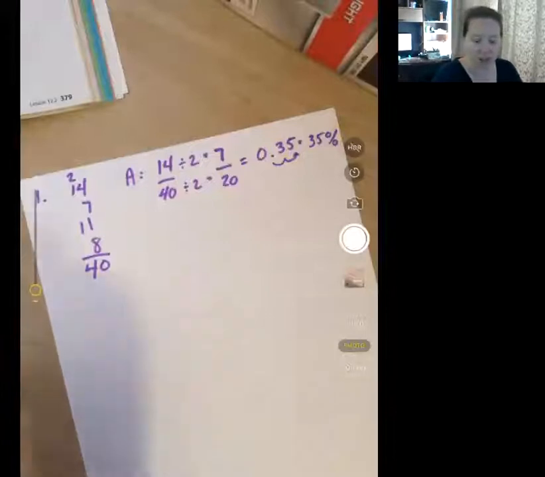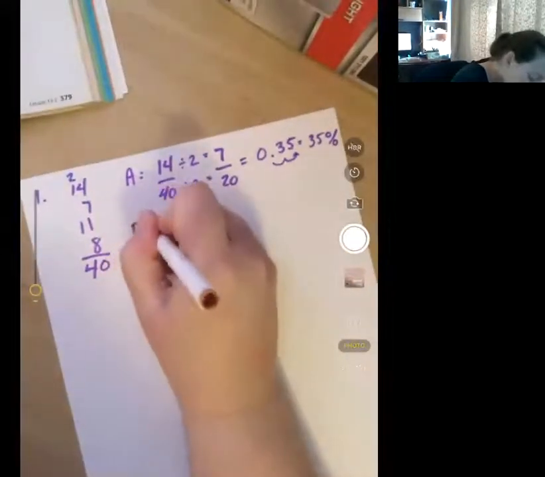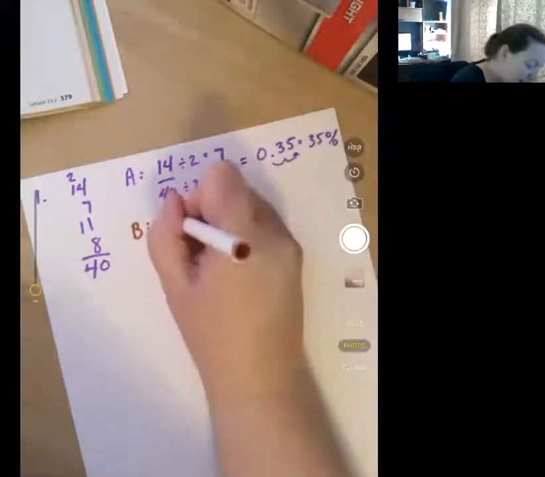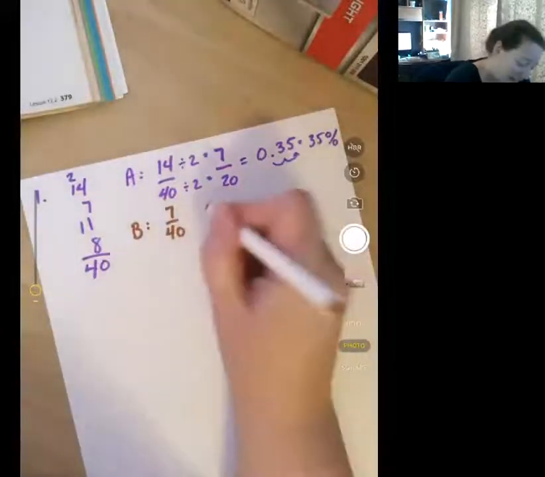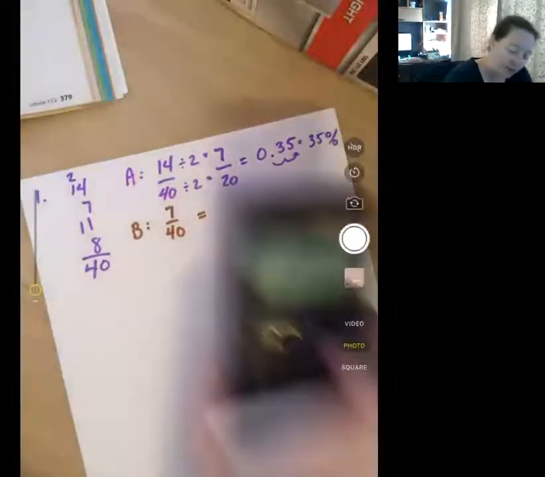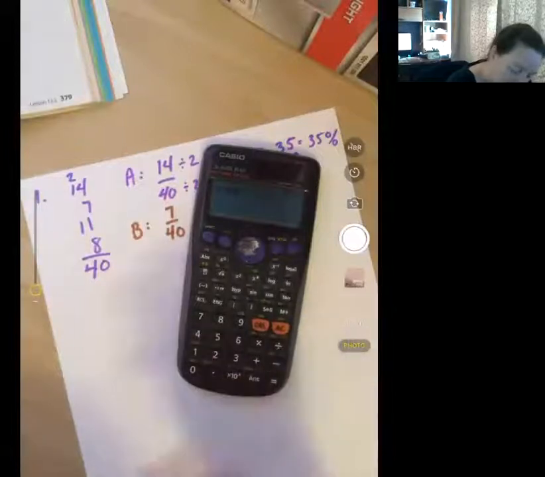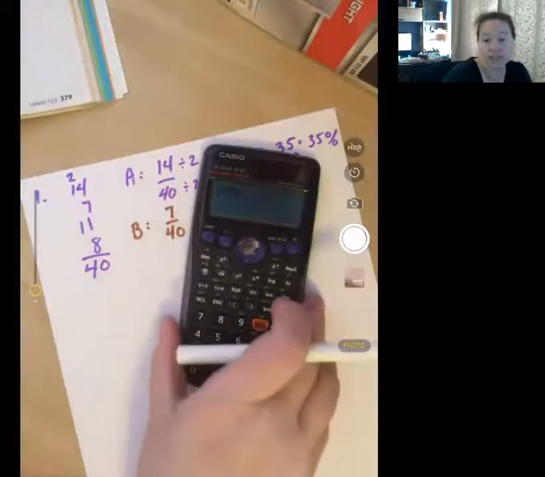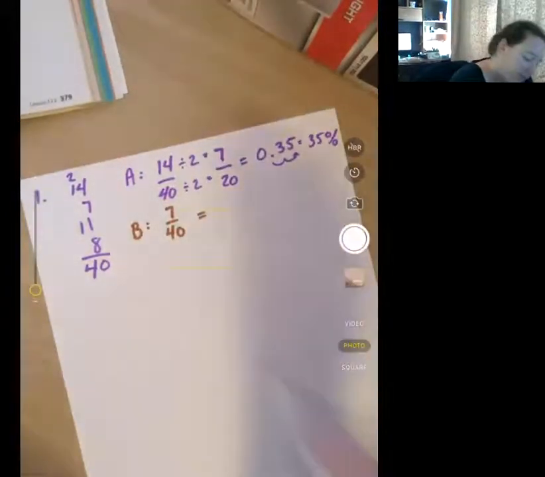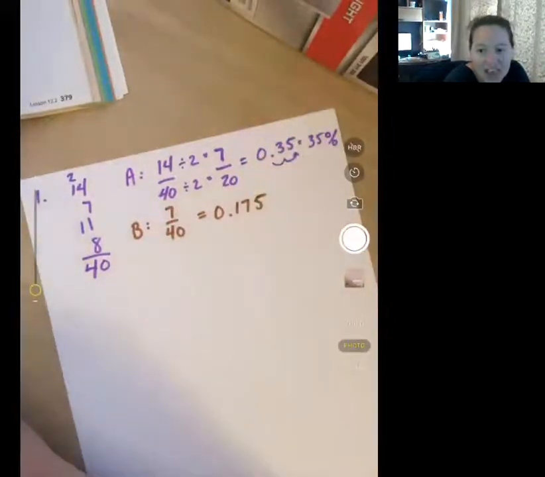B, I'm going to switch my colors. Let's do it in this color. B, I start with 7 out of 40. I can't do anything with that. There is absolutely nothing I can get out of that. So I am going to go straight over here. 7 divided by 40 equals 0.175, or 175 thousandths.